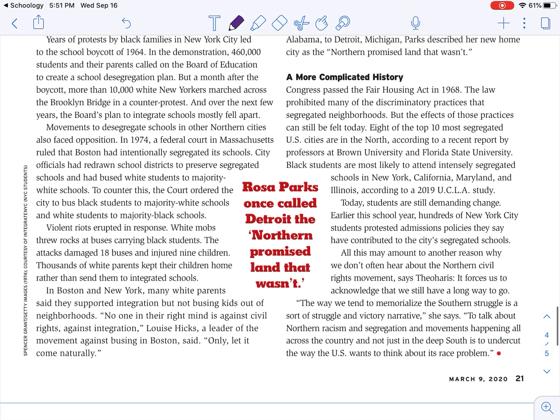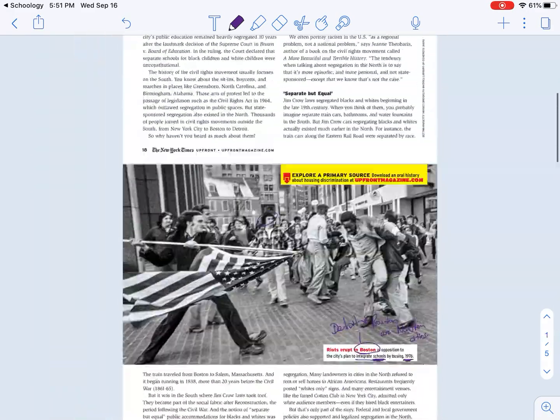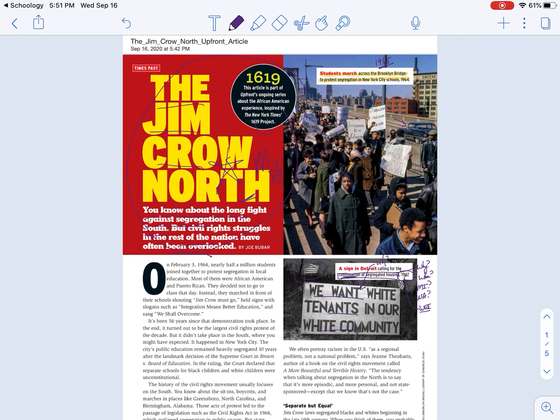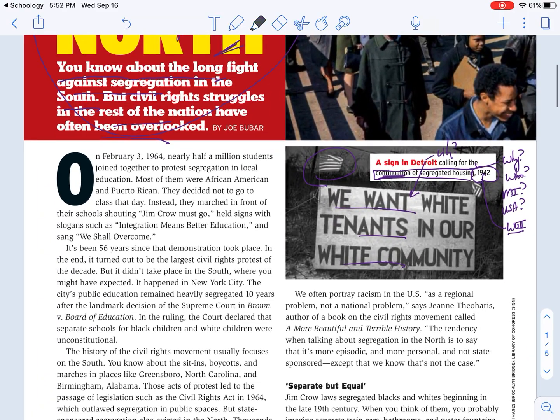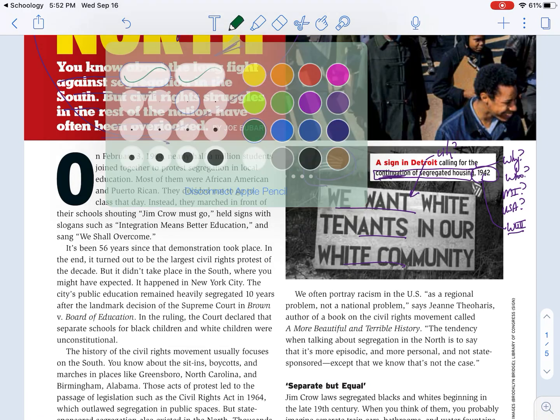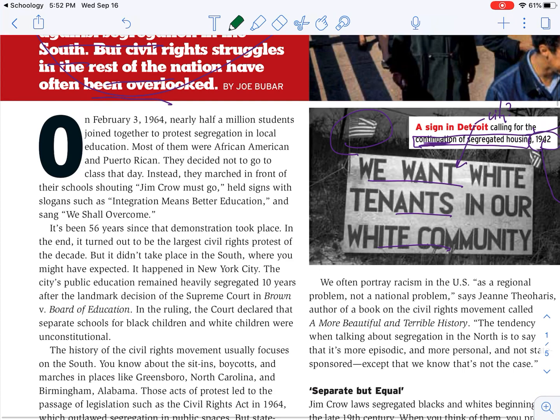Rosa Parks once called Detroit the northern promised land that wasn't. All right, so I get a sense here that this article is going to be disrespecting, maybe dissing the North a little bit for maybe being two-faced about condemning the South, when in reality, the North also had its share of issues. So I'm going to shift colors now and get into my reading. But all of that pre-reading stuff that I did has activated my brain and prepared me to start reading. On February 3rd, 1964, nearly 500,000 students joined together to protest segregation in local education.